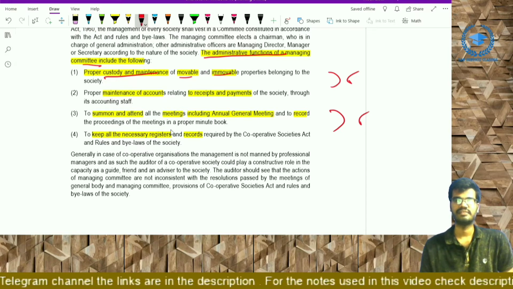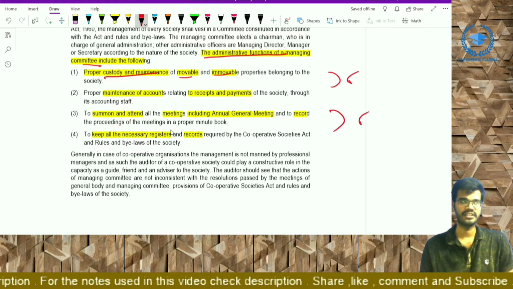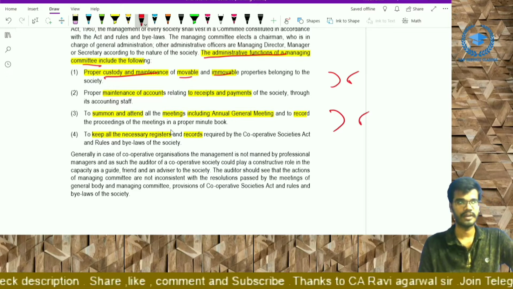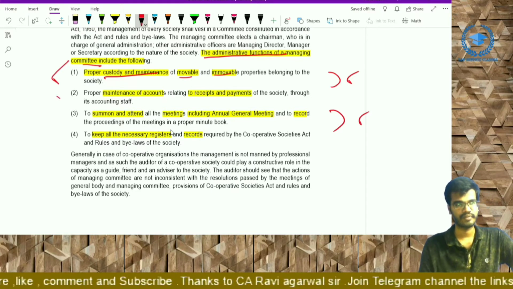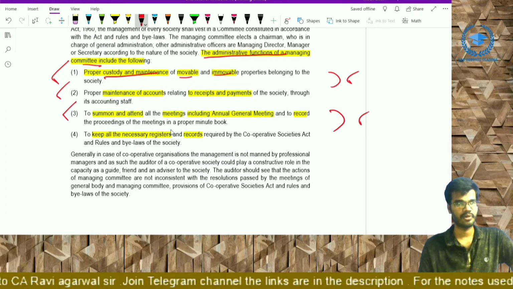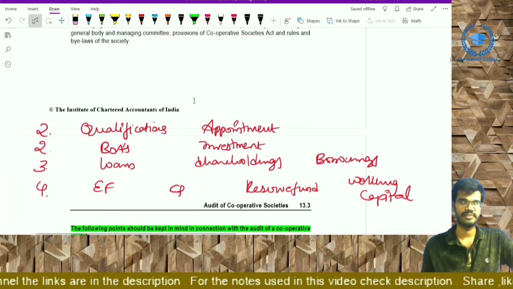There might be a chance. The question is: what are the administrative functions of the managing committee? The 4 points are: custody and maintenance of movable and immovable property, maintenance of accounts, summoning and attending general meetings and recording the minutes, and keeping all necessary registers. These are the 4 administrative functions of the managing committee.